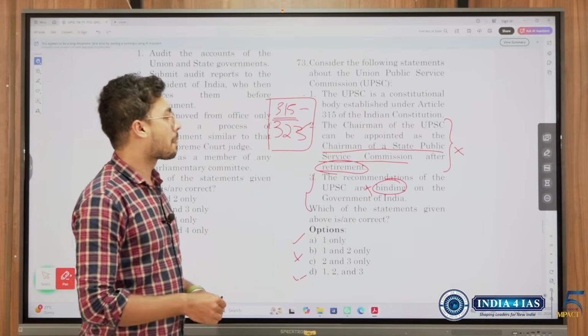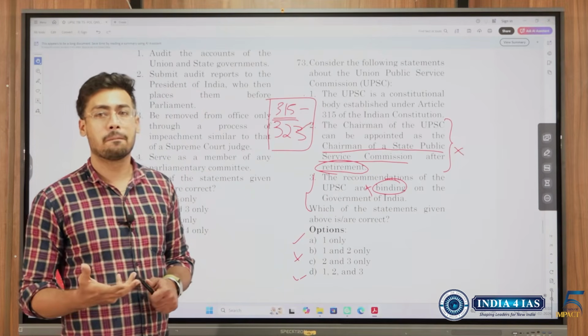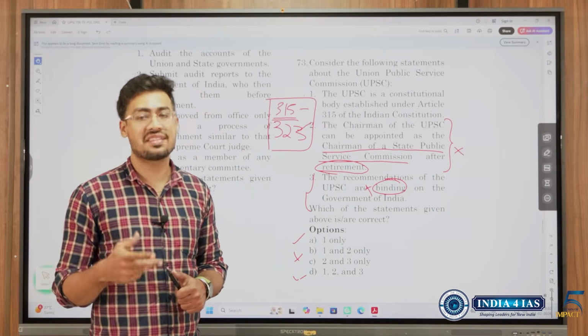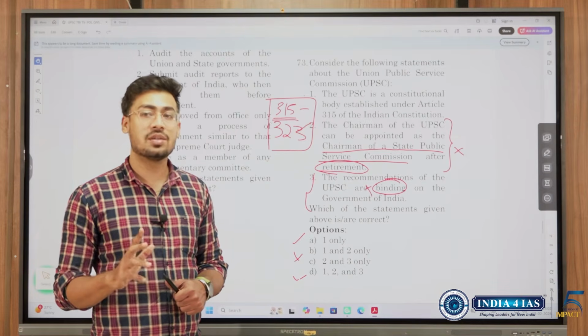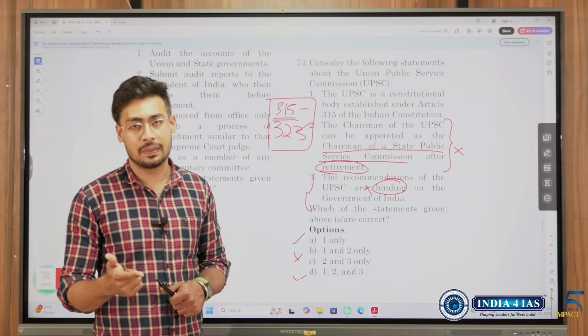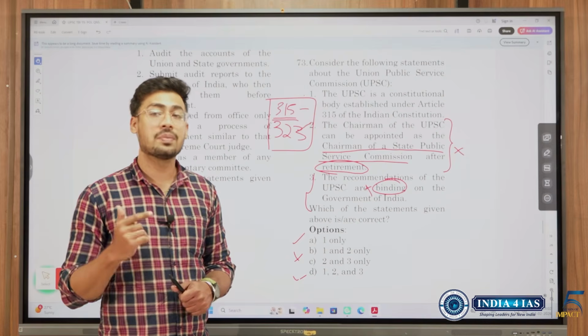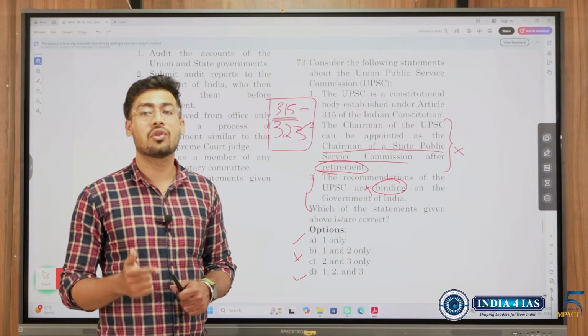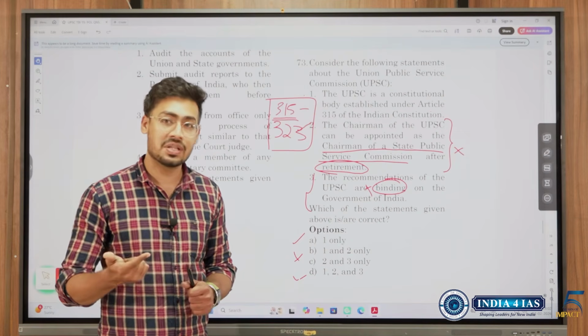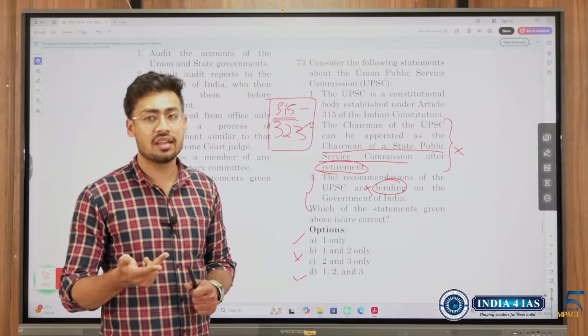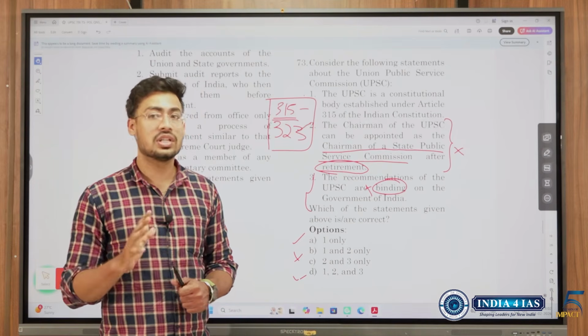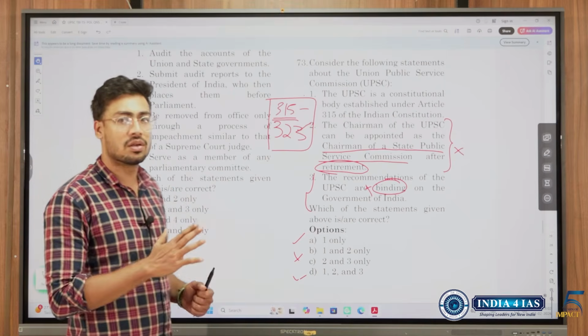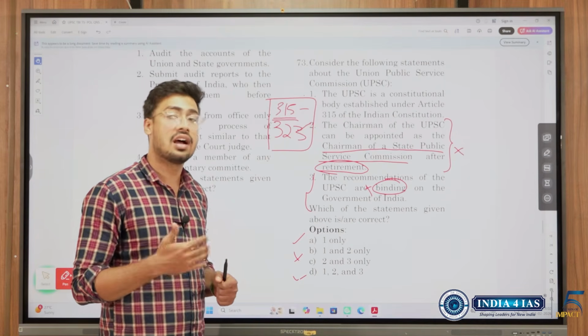One more thing, a member of UPSC, after completing the term as a member, is eligible only for the office of chairman of UPSC. A person who is serving as a member of SPSC is eligible for the office of chairman of SPSC as well as member of UPSC as well as chairman of UPSC. Other than this permutation and combination, others are not possible.